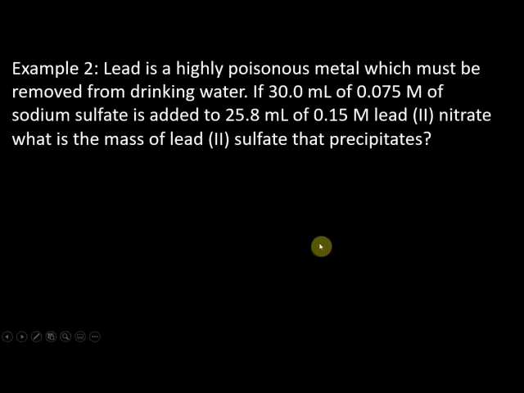Okay, let's try another example. Lead is another highly poisonous metal. You don't want any in your drinking water. So if we have 30 milliliters of 0.075 molar sodium sulfate added to 25.8 milliliters of 0.015 molar lead 2 nitrate, what mass of lead 2 sulfate will precipitate? So this is just a limiting reagent reaction question.